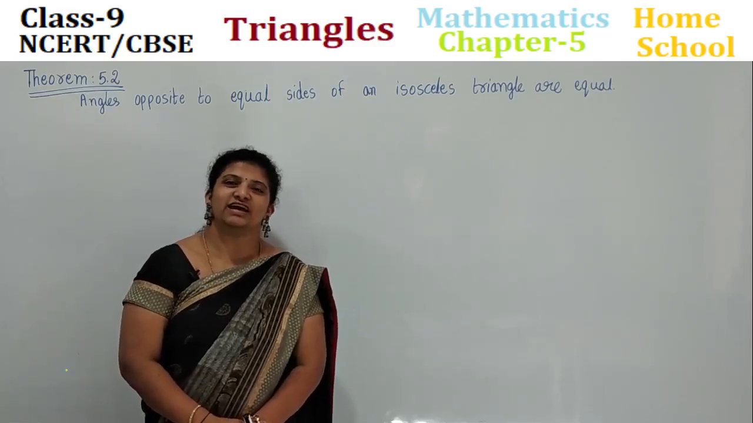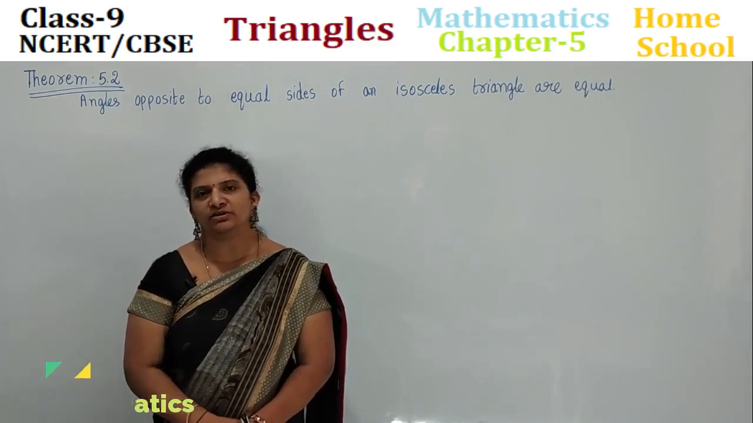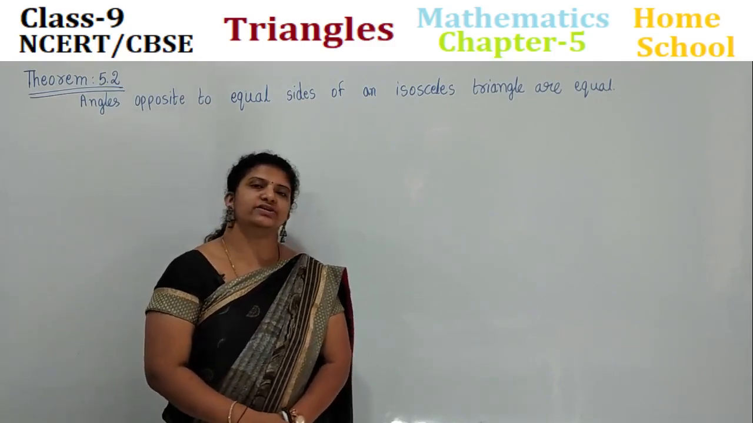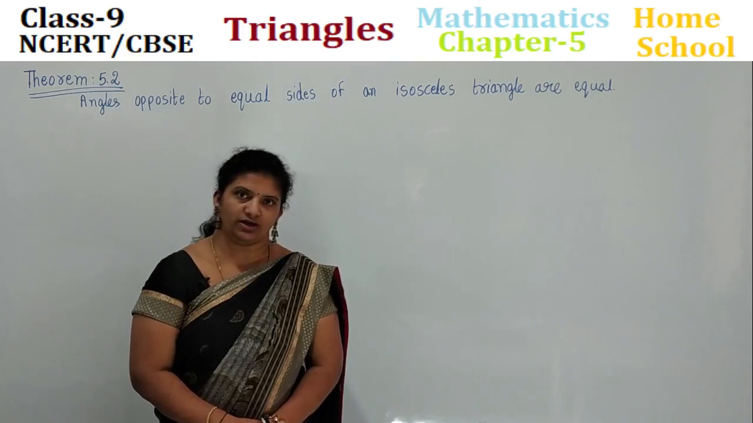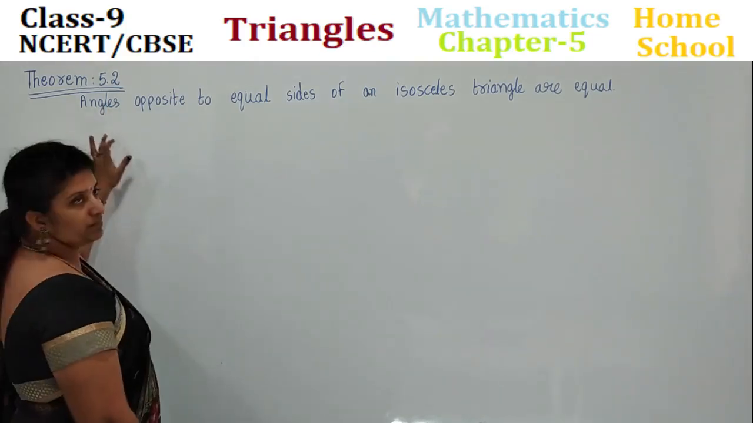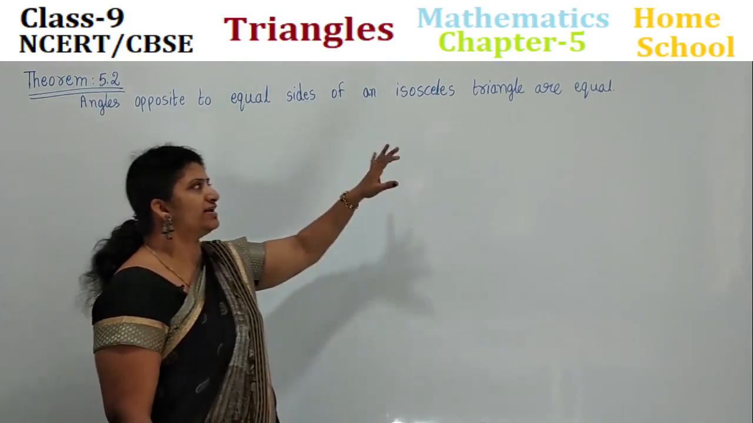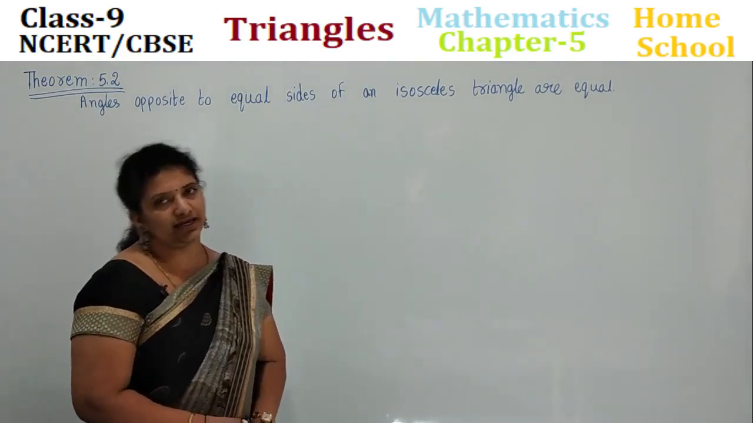This is your class 9 mathematics NCERT or CBSE board. We are in our 5th chapter, triangles. In this session, we are going to deal with theorems. Theorem 5.2. What is the statement? Angles opposite to equal sides of an isosceles triangle are equal.